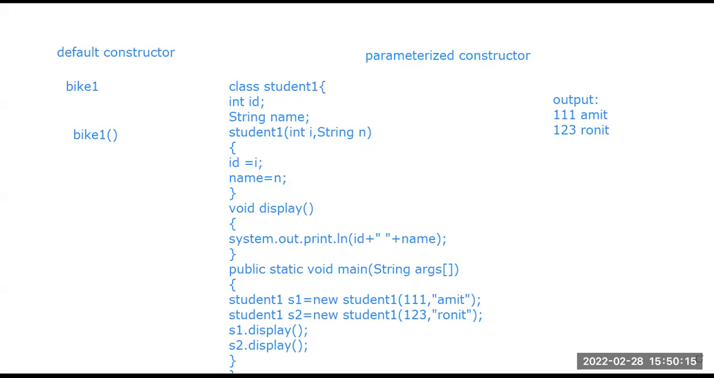Now, in the context of constructors, there is one more term known as constructor overloading. What is the scenario of constructor overloading? The thing is that when we have more than one constructor with different parameter lists, the scenario of constructor overloading comes into the picture.